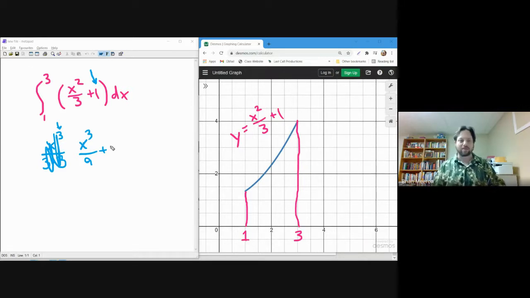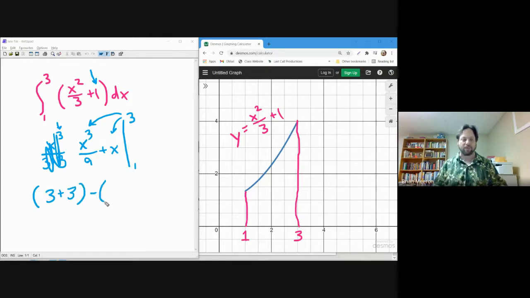Oh, yeah, x. Yeah, there it is. All right, and we're going to evaluate this antiderivative, if you like, from 1 to 3. So let's go ahead and try it. If we put 3 in for both of these x's, what we're going to end up with here is 3 cubed over 9. 3 cubed over 9. That's 27 over 9. That's 3 plus this other 3. That's what happens when we drop 3 in there.